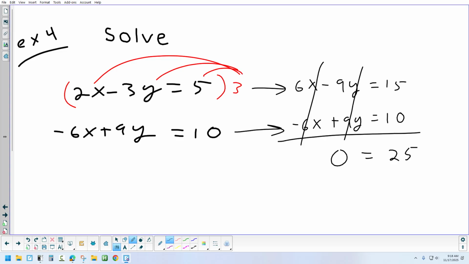0 equals 25. No solution. Right, that means there's no solution. This is a false statement. Because that's false, we don't have any answers. No solution.